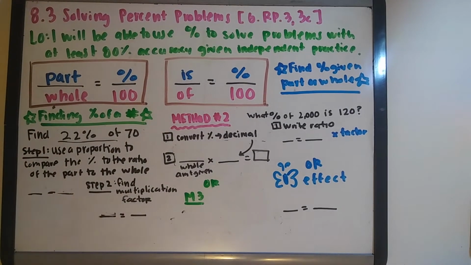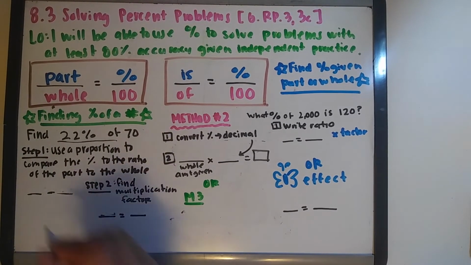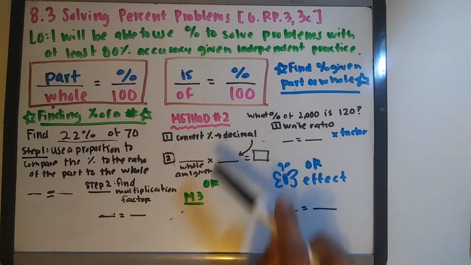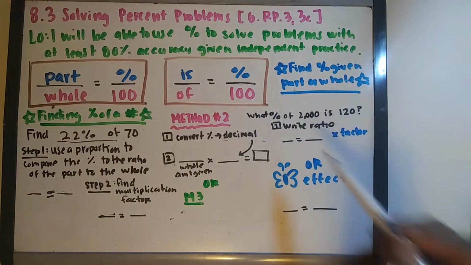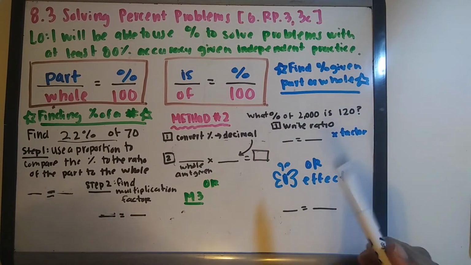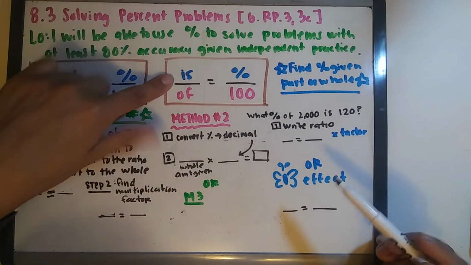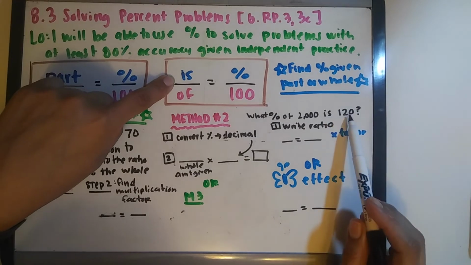Find 22% of 70. Now, you use whatever method you like best, either method 1, 2, or 3. Okay? So here we go. Now we're going to do this one right here. So this one, we're finding percent of a given part. So we're finding percent if we're given either a part or a whole. So in this case, again, I'm going to use this or that to set it up. So then it says what percent. So I don't know, so I'm going to use this one because it says what percent of 2000 is 120.